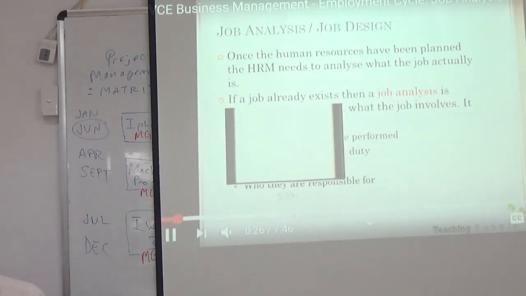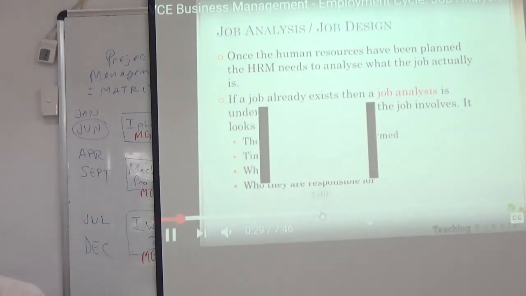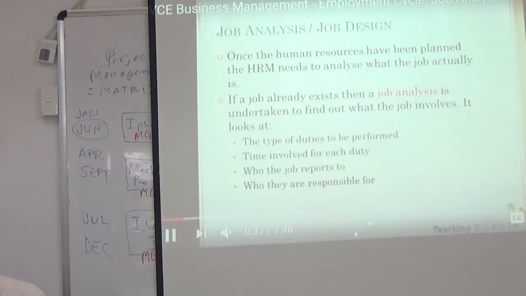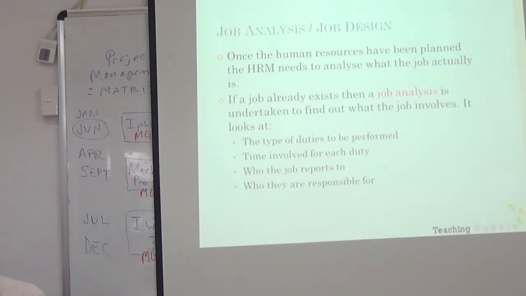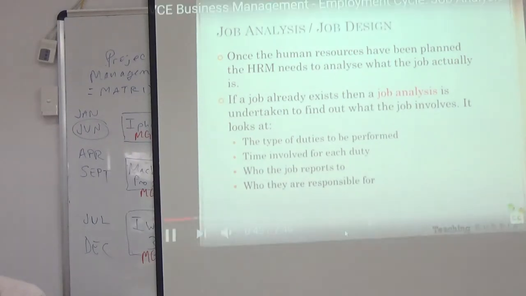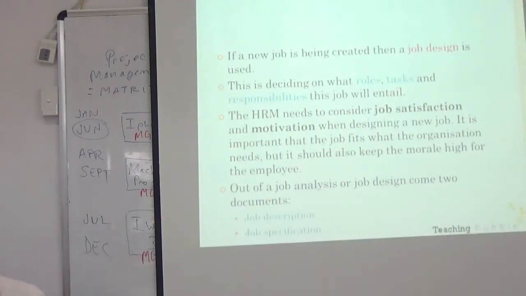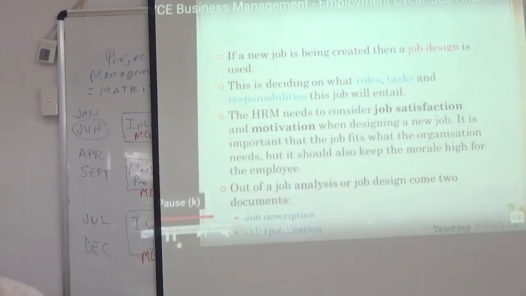So first of all, if the job already exists, then we can analyse the current job to find out what that actual role entails. So you look at the type of duties that need to be performed, how long each duty takes, who they report to, who they're responsible for, all those types of things. You can also then decide what kind of person would best suit that actual job. Now, if the job is being created, so it's a new job, then you can do a job design. And so you're essentially designing a new role. So that's where you decide what roles, tasks and responsibilities the new job will actually entail.